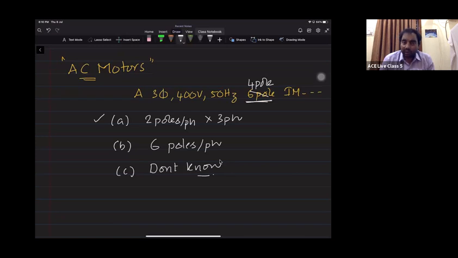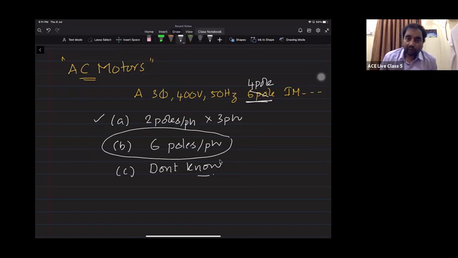1.33333 into 3, it is something like 4 poles. So please remember option A cannot be correct. Which option is correct? Option B. So whatever the information that is given will always be the poles per phase, right? Please remember it is poles per phase.